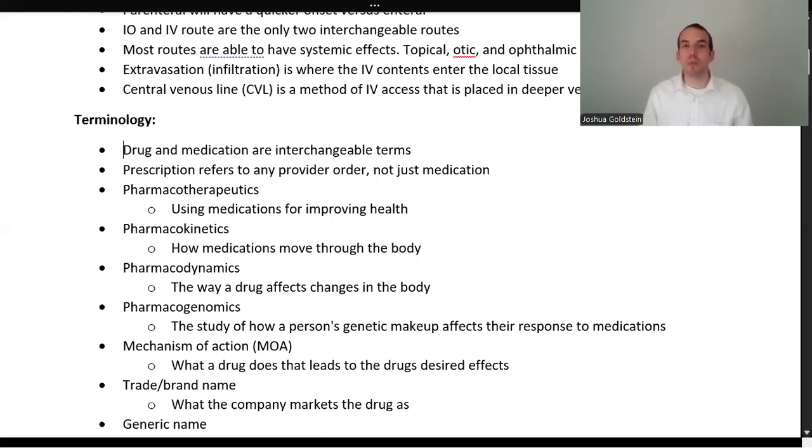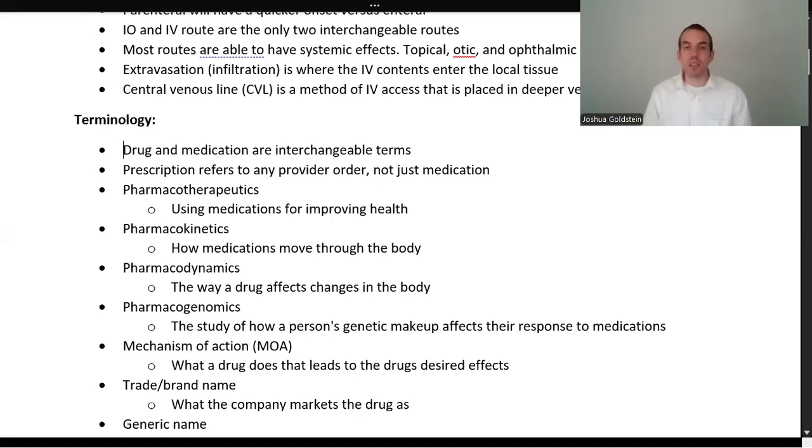Now let's go through a bunch of terminology that you're going to have to learn about in pharmacology, in addition to the actual drug names, which can be hard enough to pronounce. Let's start. Drug and medication are interchangeable terms. You can use either one. Some textbooks prefer one, some prefer the other. A prescription refers to any provider order, not just to medication. So a doctor or a nurse practitioner can give a prescription for a patient to be on bed rest. They can give a prescription to get the patient's vitals every 4 hours. Those are all counted as prescriptions in the healthcare world.